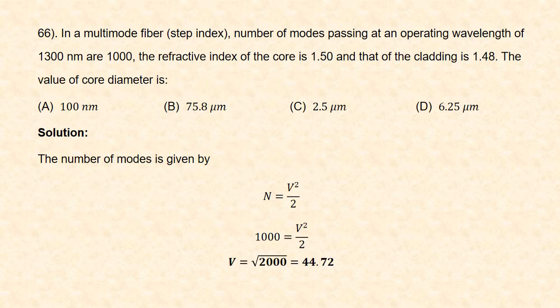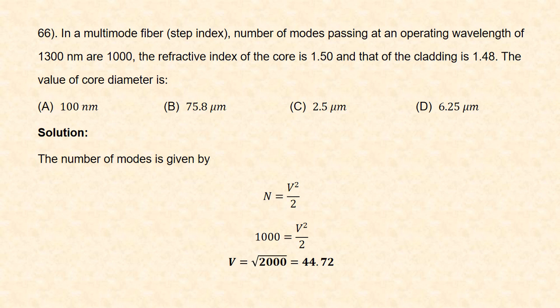Next question. In a multimode fiber, step index fiber, number of modes passing at an operating wavelength of 1300 nanometer are 1000. The refractive index of the core is 1.50 and that of cladding is 1.48. The value of the core diameter is option A 100 nanometer, option B 75.8 micrometer, option C 2.5 micrometer, option D 6.25 micrometer.